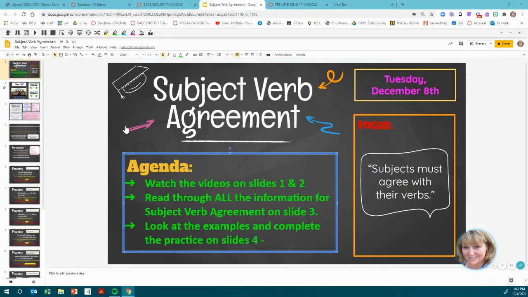Hello, today's assignment is on subject-verb agreement. And again, this is a continuation of our Unit 3 Revise and Edit Test Review.